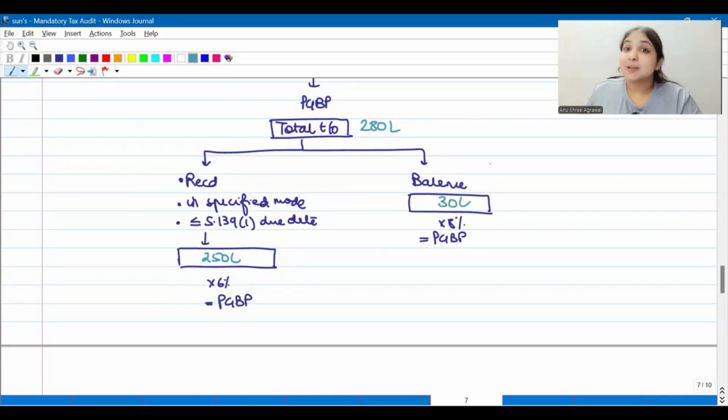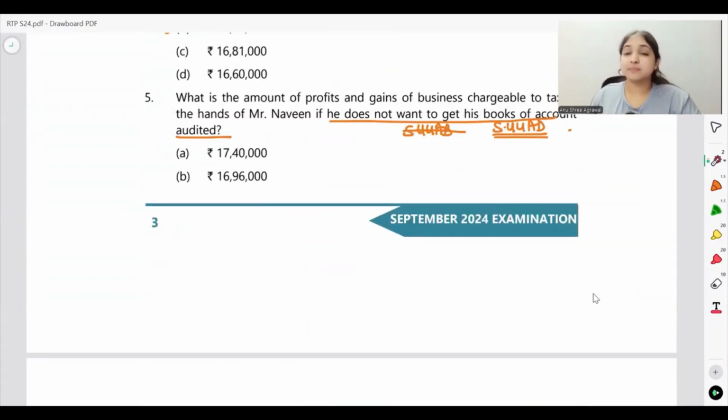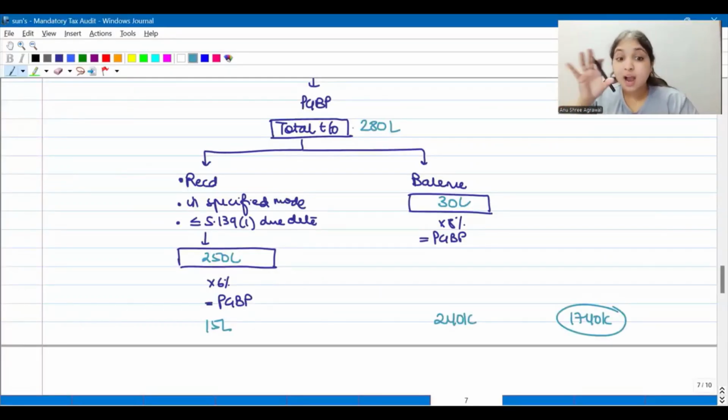And balance turnover, I don't care how received, when received. Entire balance turnover on one side. So 250 lakhs into 6% will be 15 lakhs. 30 lakhs into 8% will be 2,40,000. So here your total PGBP will be 17 lakhs 40,000, which is option A. 17 lakhs 40,000. Understanding? Are you noticing? Very easy with this flow chart, guys. See the total turnover. Out of the total turnover, how much is received in specified mode within the 139(1) due date? Of that, 6%. Entire balance turnover, 8%.